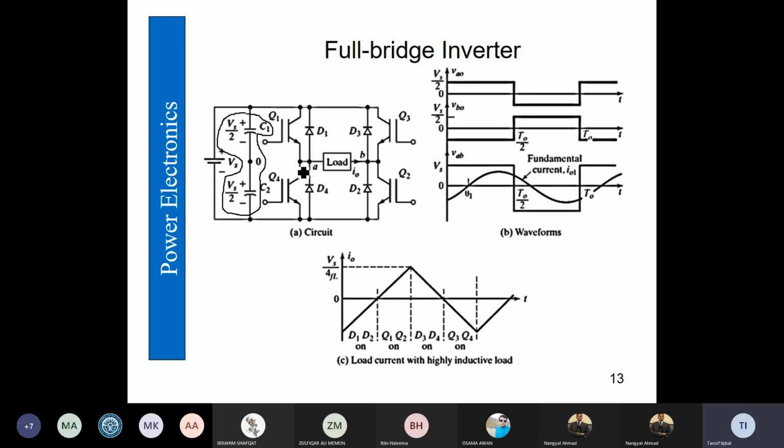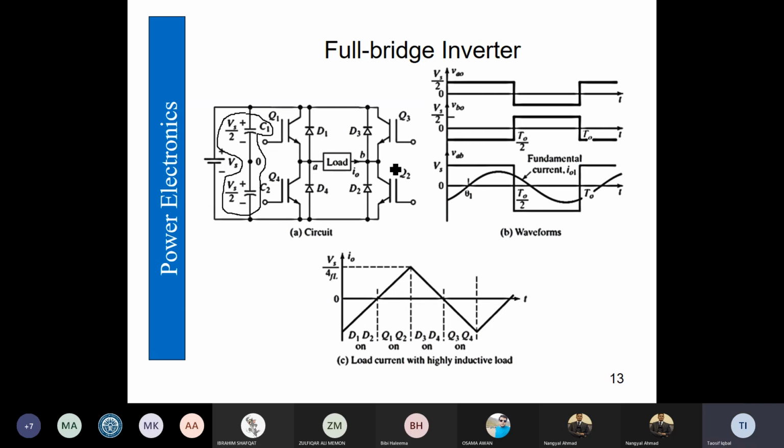So now you can observe that the load is connected in the midpoints of half bridges. We have to make the full bridge inverter. We are using basically two half bridges, two switches on the right side and two switches on the left side of the load, and the midpoints of each half bridge are connected together using the load.